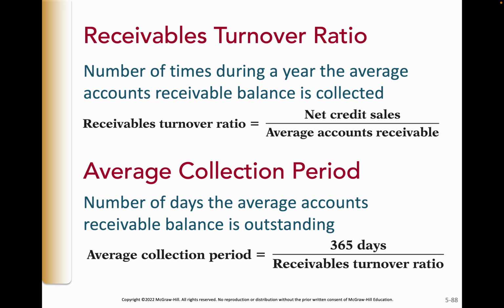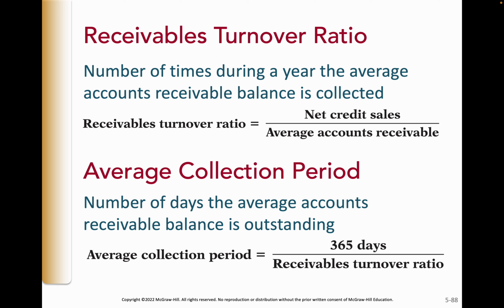The way you calculate average accounts receivable is to take the beginning of the year balance plus the end of year balance and divide it by 2. We also can look at the average collection period. So that one is looking at how many times the receivables turn over. The average collection period is looking at the number of days it takes for people to pay their outstanding balances.